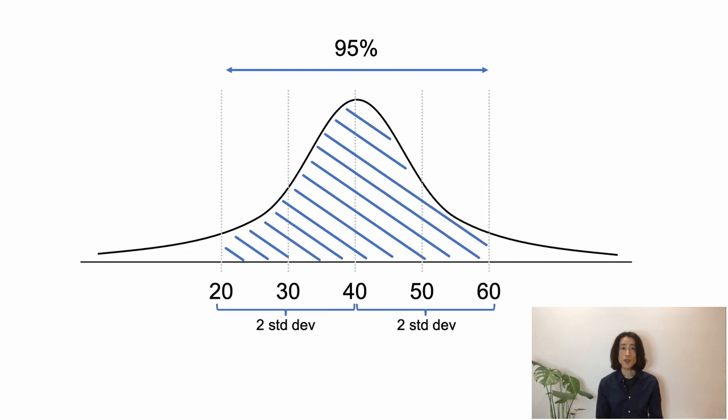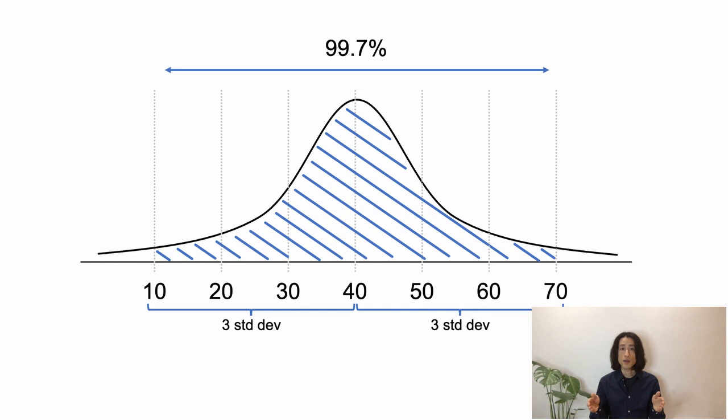Now, if you go 2 standard deviations away from the mean, you can say that 95% of the dogs weigh between 20 and 60 kilograms. Let's expand the range to 3 standard deviations away from the mean. This is going to cover 99.7% of all the dogs we're studying.